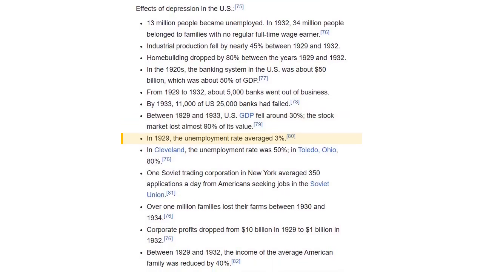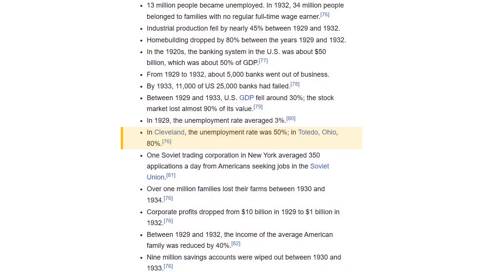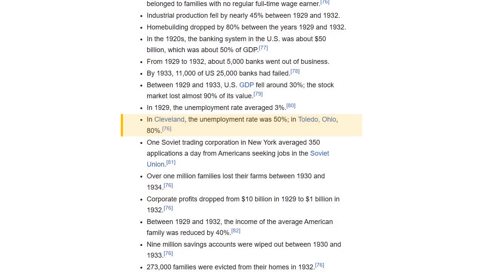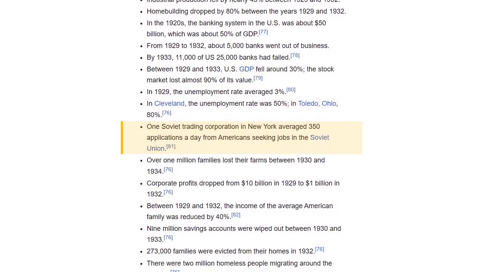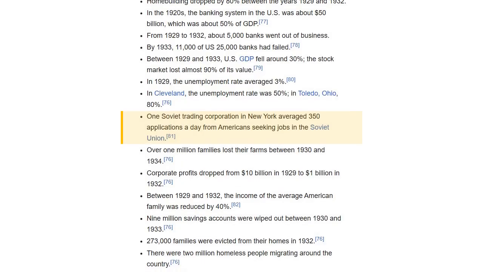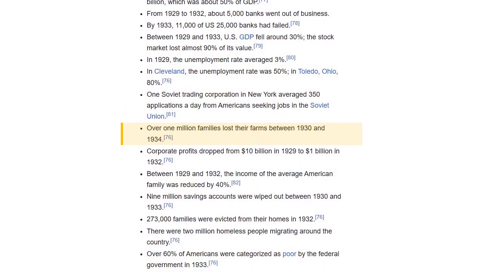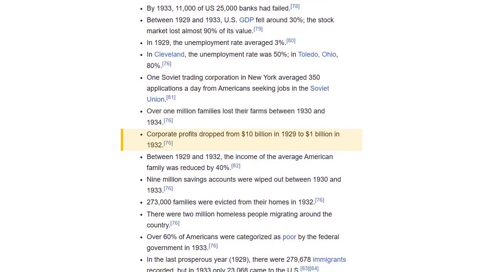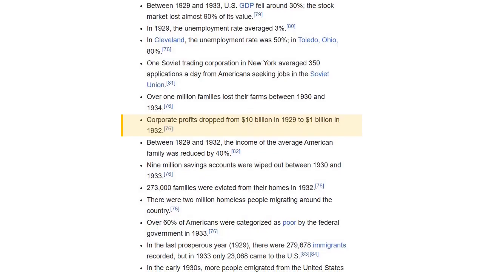In 1929, the unemployment rate averaged 3%. In Cleveland, the unemployment rate was 50%. In Toledo, Ohio, 80%. One Soviet trading corporation in New York averaged 350 applications a day from Americans seeking jobs in the Soviet Union. Over 1 million families lost their farms between 1930 and 1934. Corporate profits dropped from $10 billion in 1929 to $1 billion in 1932.